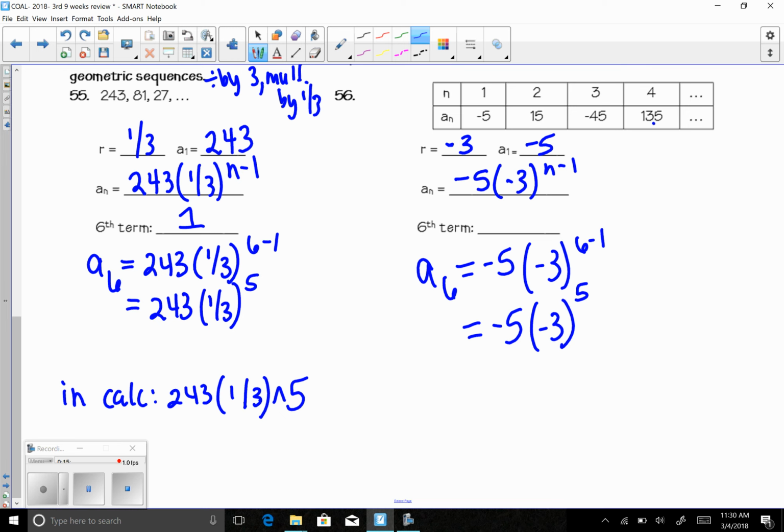So in your calculator, -5, parentheses, -3, caret 5. Again, if you do 6 minus 1 in the exponent, it has to go in parentheses or it's not going to be correct. Hopefully you got 1,215. Okay, so that is it for part 3.